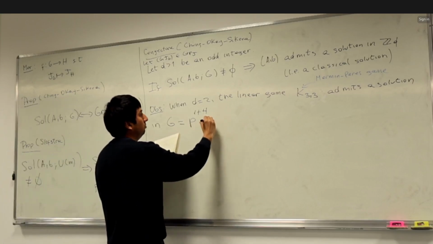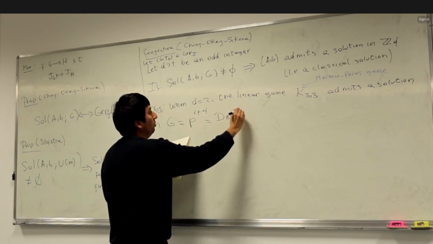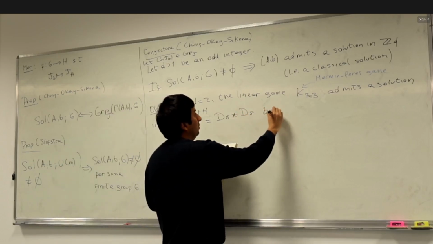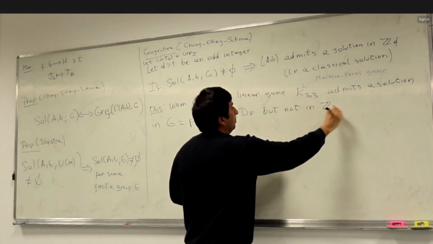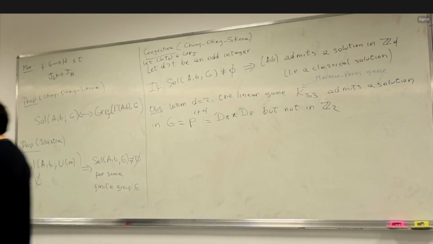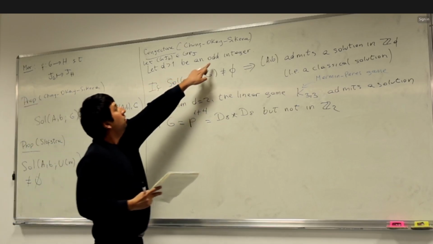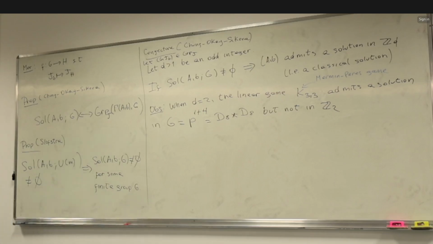Also, we can find it as the central product of D8 with D8. But it doesn't admit a classical solution. That's why the conjecture only includes odd integers.